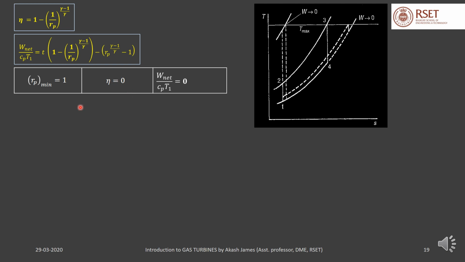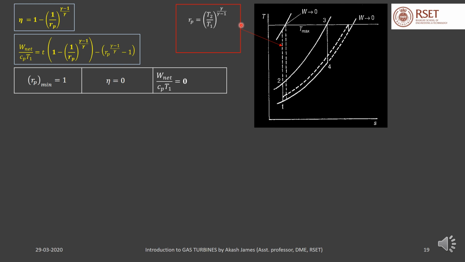Now, if 1 is the minimum pressure ratio, what is the maximum possible pressure ratio? Now, when you increase the pressure ratio, the temperature at state 2 will increase. So, state 2 in a TS diagram will rise along this vertical line. And how far can it rise? Only up to the maximum permissible temperature in the cycle. It cannot increase further.